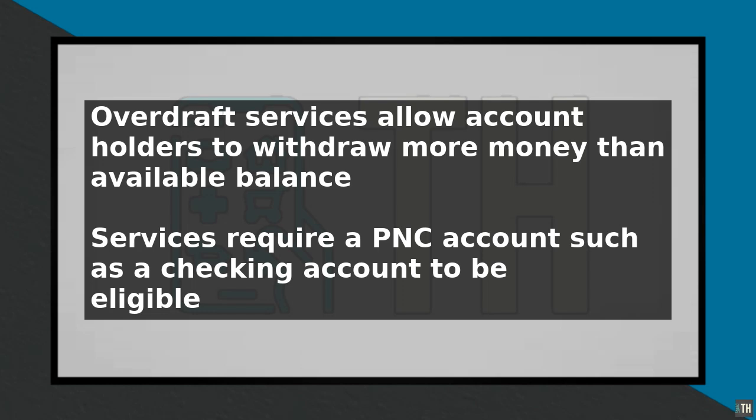First, you need to have a PNC account, such as a checking account. If you don't have one, you can open it online or visit a local branch. Once you have an account, you can turn on overdraft services.